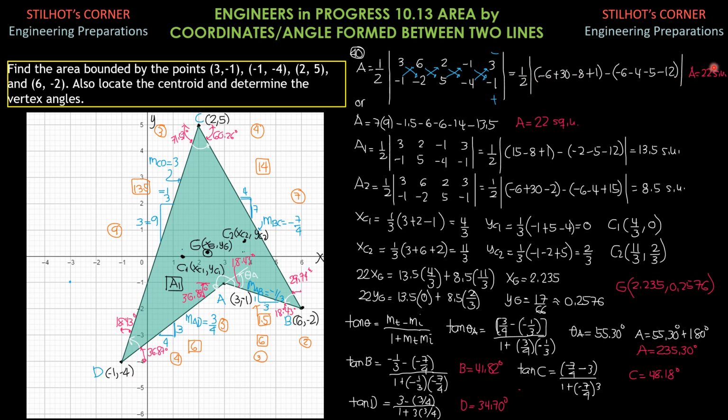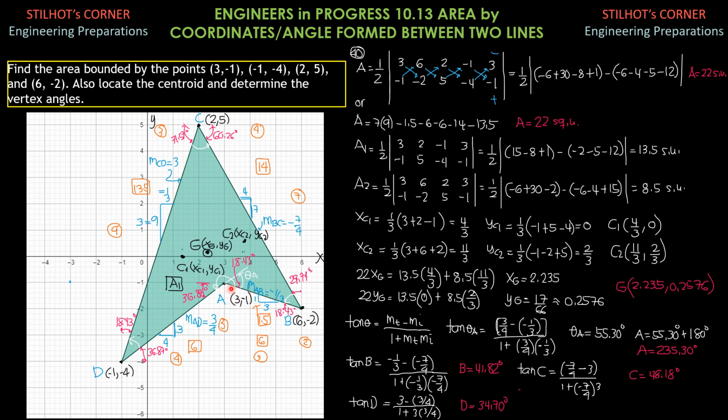So that's the area. Another way, without the formula: the imaginary rectangle circumscribing the region is 4 plus 3, 7, by 9. So 7 times 9 minus this area 1.5, minus this area of rectangle 6, minus this area which is another 6, then minus 14 minus 13.5. So the area is also 22 square units.